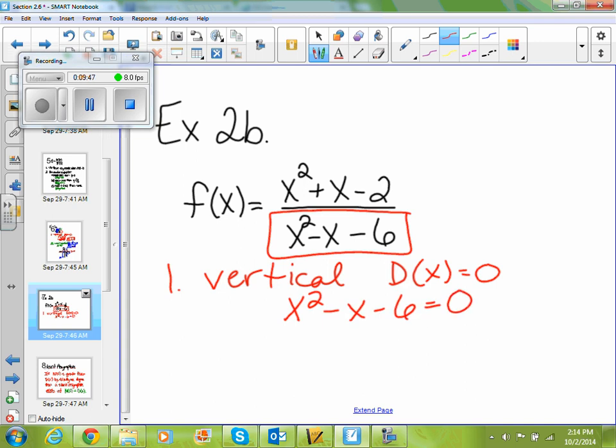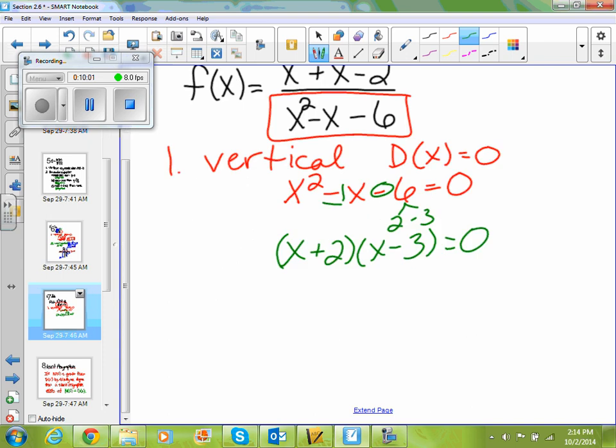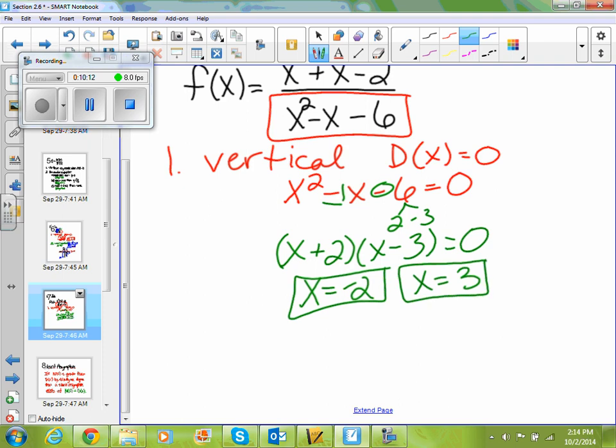Factor. Yep, then factor it. Factors of 6 that subtract to give me negative 1 are 2 and 3. So I know that x plus 2 equals 0 and x minus 3 equals 0 are going to be where my vertical asymptotes are, which tells me then that x equals -2 is my first one, and x equals 3 is my second one. So I have vertical asymptotes at -2 and at +3.